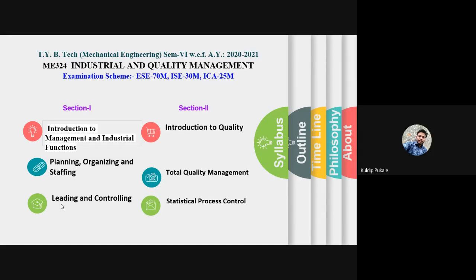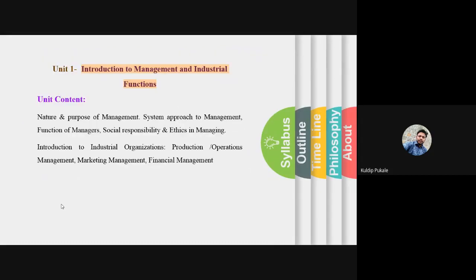In the second section, introduction to quality. Second chapter is total quality management and statistical process control. This is the first chapter, Introduction to Management and Industrial Functions. In this chapter, we will see in detail the nature and purpose of management, why management is necessary, the system approach to management, and the different industrial functions: organizing, production, operation.